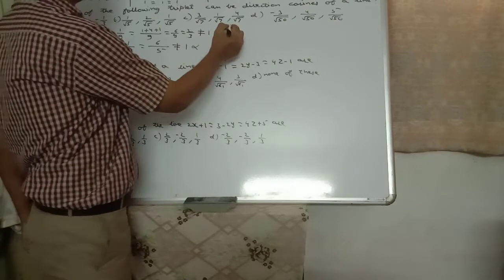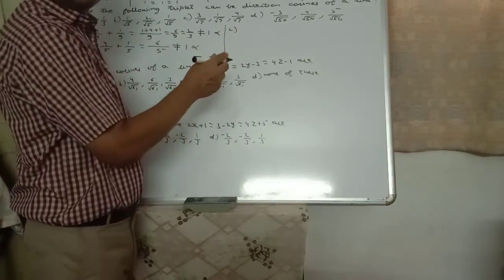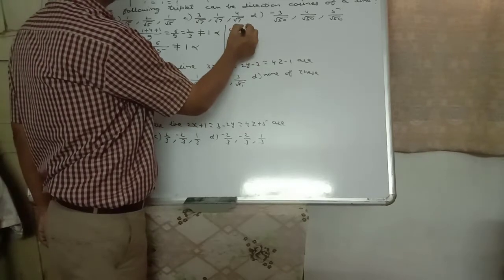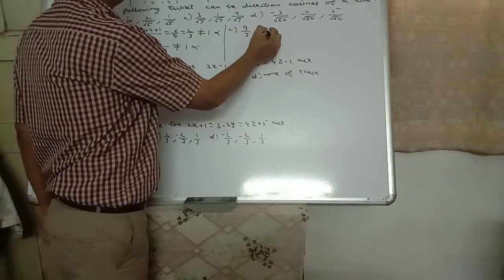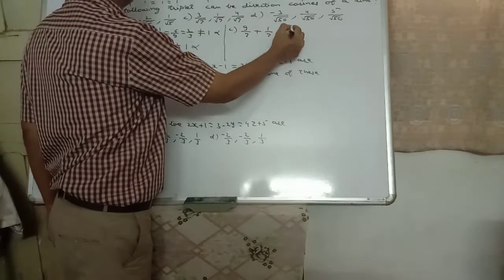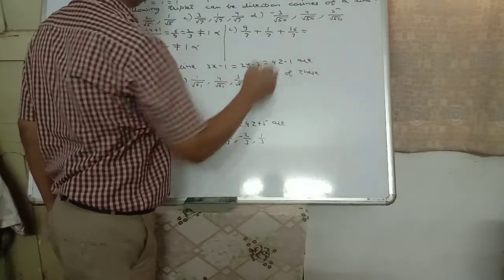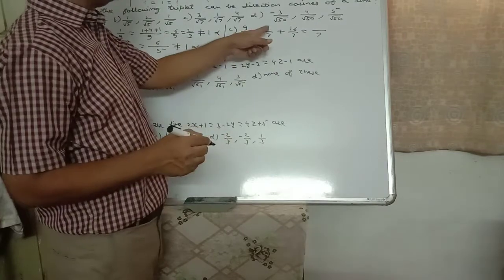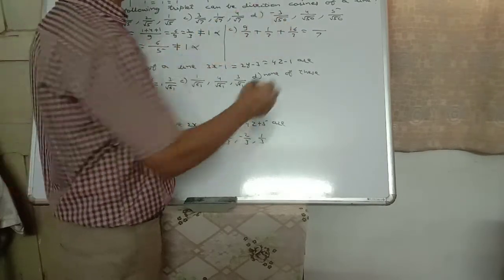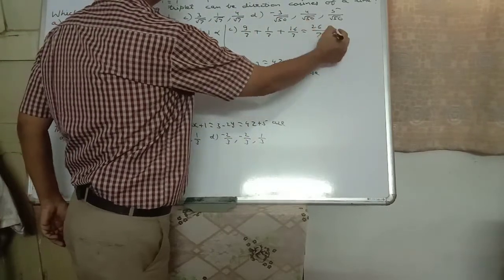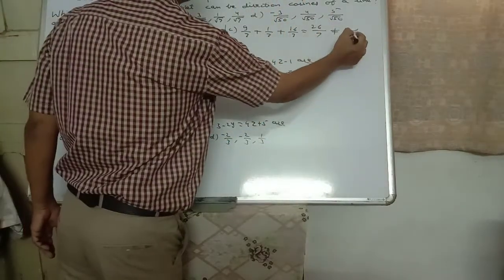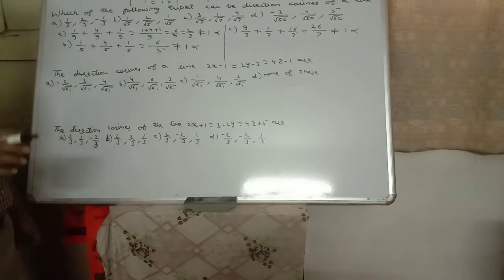Option C. Find the sum of squares of the 3 numbers. 9 by 7 plus 1 by 7 plus 16 by 7. LCM 7. 9 plus 1, 10 plus 16, 26. Not equal to 1. As the first 3 options are not correct, the answer is option D.